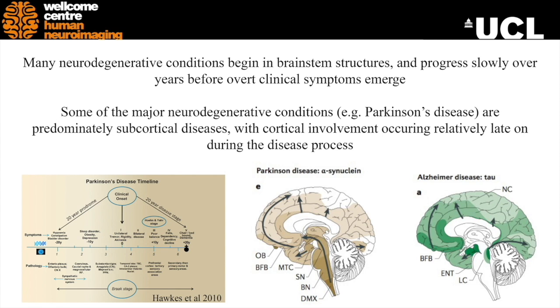Some of the major conditions, such as Parkinson's, are predominantly subcortical diseases, with cortical involvement occurring relatively late during the disease process. As shown here in these lower figures, Parkinson's is felt to begin in the dorsal motor nucleus of the vagus, before slowly ascending to the raphe nucleus and locus coeruleus, and arriving at the substantia nigra at around 10 or 20 years after onset. In Alzheimer's, there's early and severe involvement of the noradrenergic nuclei, the locus coeruleus.